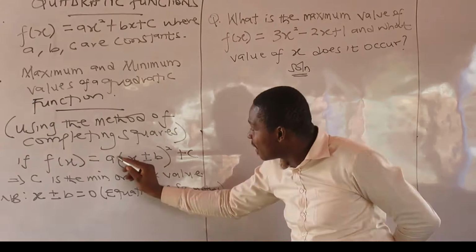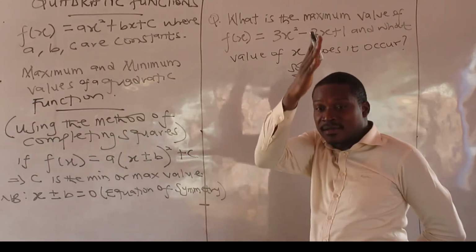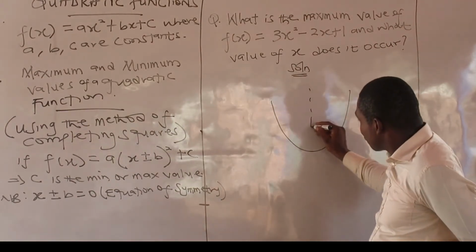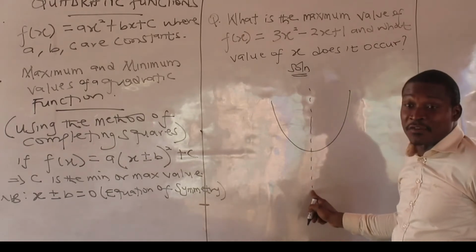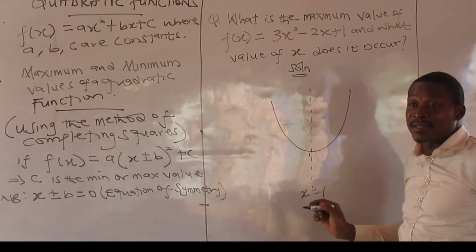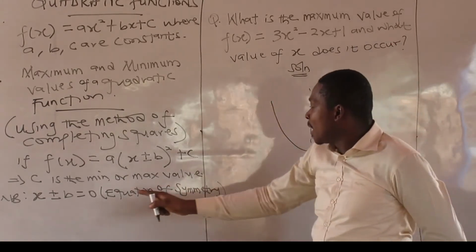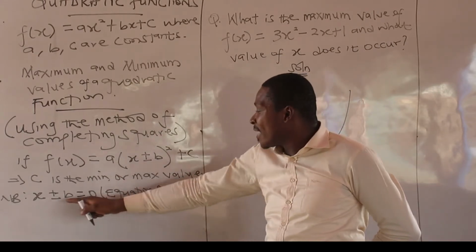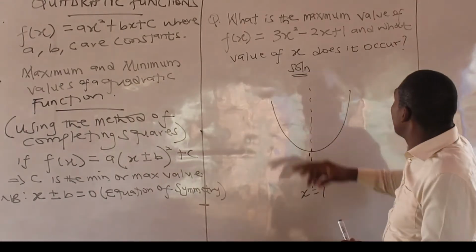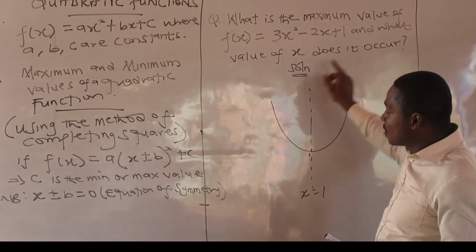And this thing that you see here is the equation of symmetry. The line of symmetry divides the curve. You have a curve like this. That is the equation of the line of symmetry. So if here is 1, it means the equation is x equals 1. It means that at point 1 the line divides the curve symmetrically. And the minimum or maximum value occurs at this point. So let's look at the value of x at which it occurs.